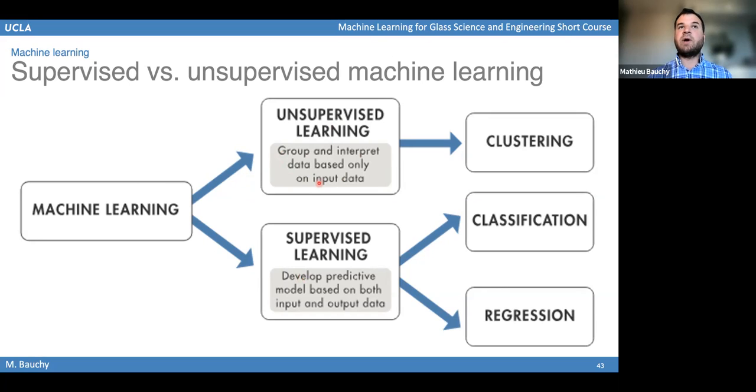Unsupervised is when you do not have any property that you want to predict. You just have some input, some glass composition, and you want to group them together, for example. Supervised is when you have something that you want to predict. And this prediction can be either a group, in that case that's classification, or a number, in that case that's regression. So we're going to see some examples of those types of machine learning model, and then we will see how to implement some examples of such models in the Orange software.